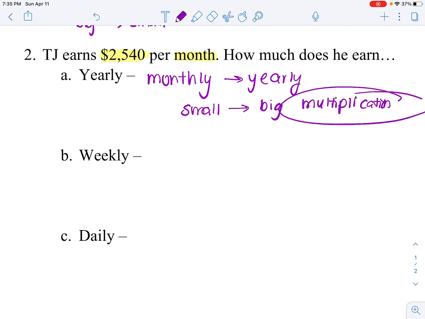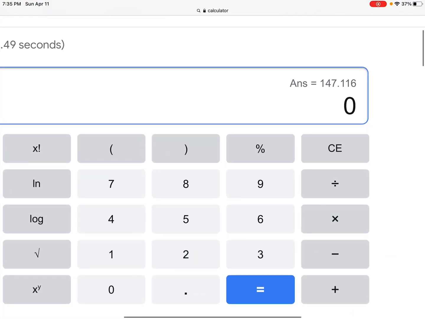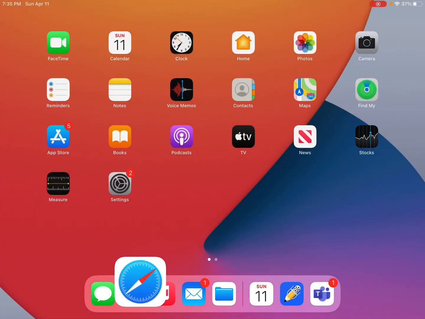Okay, so we're going to take the amount that they give us. And we know that since we're going from month to year, we need to think of our key number that connects months and years. So how many months are in a year? That is 12. And then we're going to get our answer just by multiplying. So we have 2,540 times 12. Oh, that was wrong. I'm sorry. 2,540 times 12. And our answer comes to this right here. A big number, 30,480.